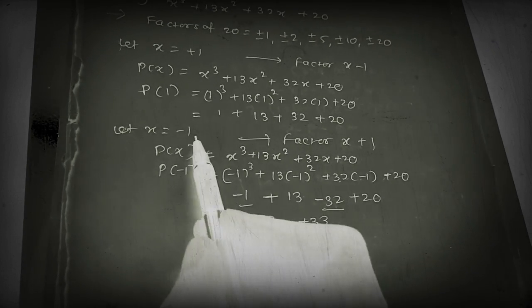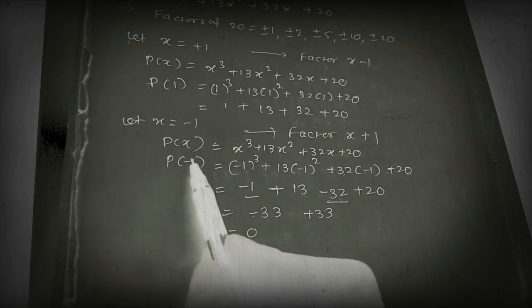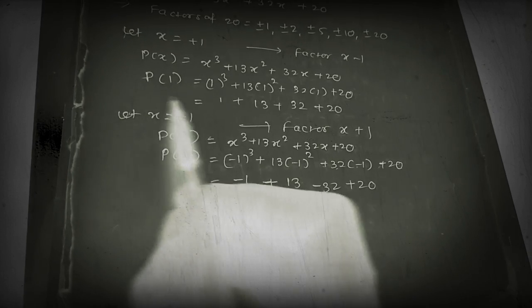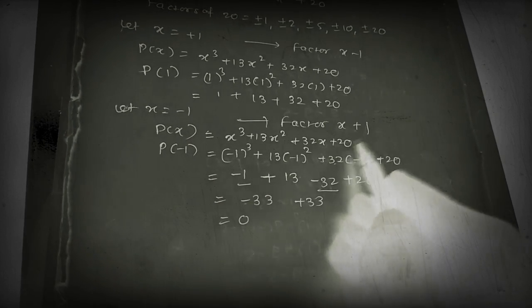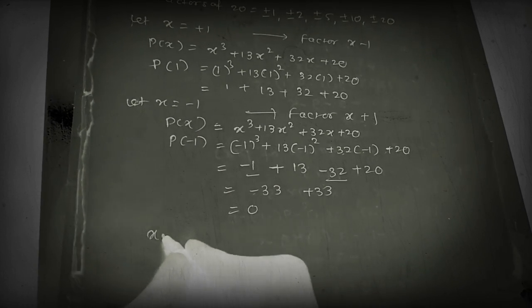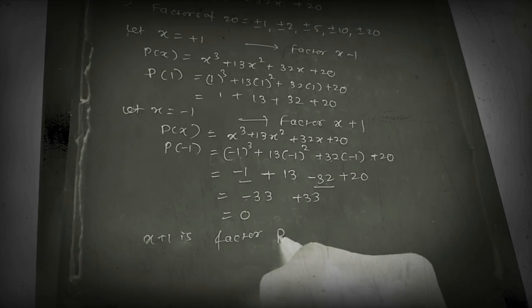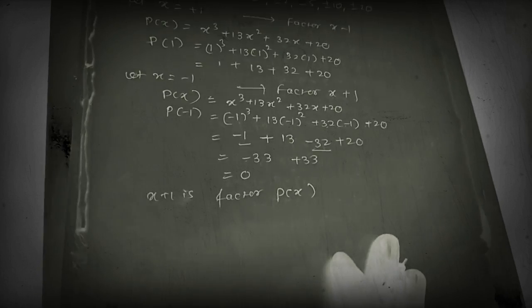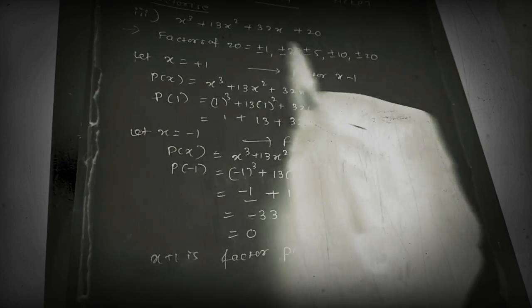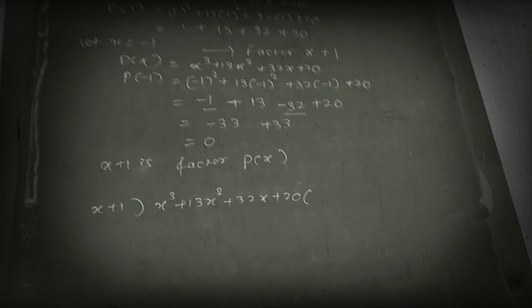Therefore at this value x equals minus 1, your polynomial is 0. It means this will give you the factor. Therefore x plus 1 is a factor of the given polynomial in x. So we will find the remaining factor by dividing this polynomial by this factor. So let us divide.